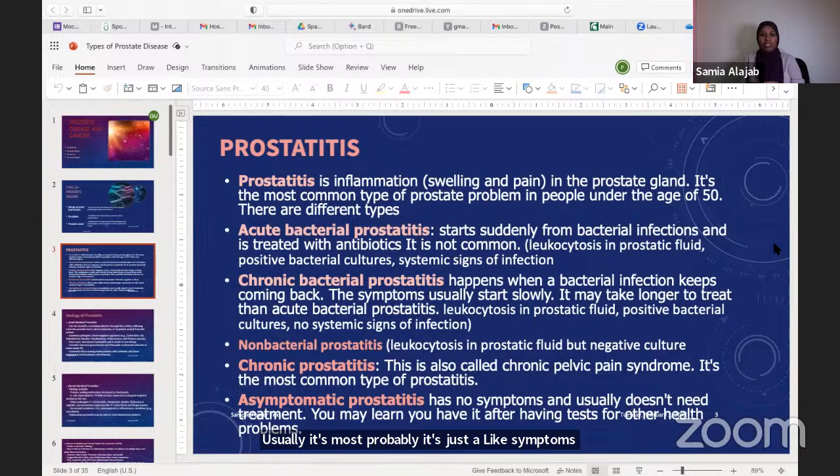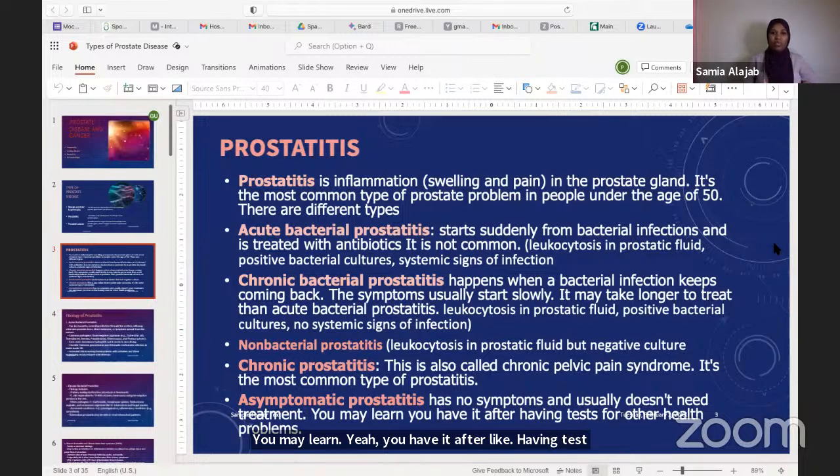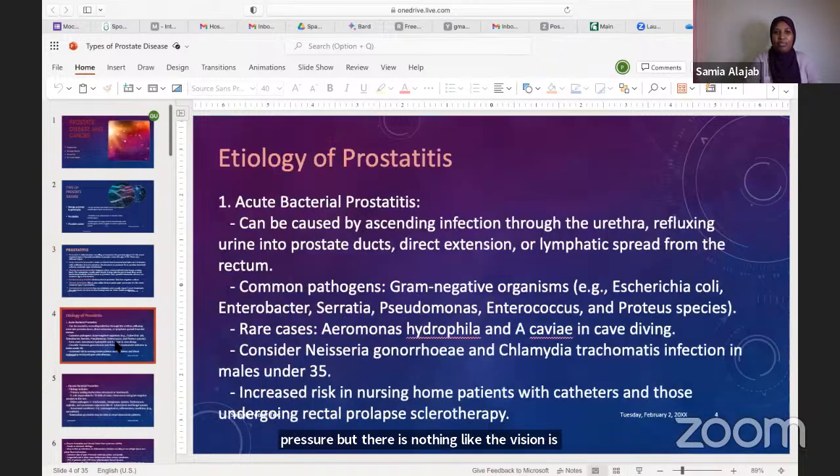Chronic prostatitis is also called chronic pelvic pain syndrome, and it is the most common type of prostatitis. We're going to cover this. Asymptomatic prostatitis means the patient has no symptoms and does not usually need any treatment. You may learn you have it after having tests for another issue, and then they will have a positive culture, but the patient is asymptomatic and doesn't show any symptoms.